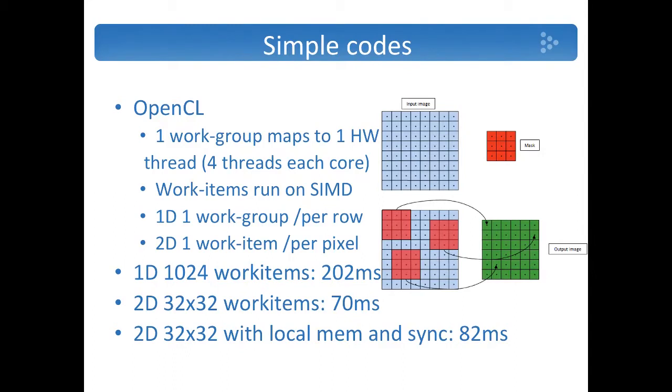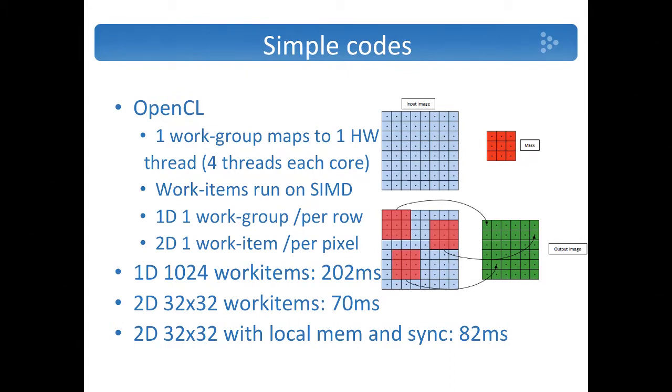Well, the first thing I want to show you is how OpenCL maps to the Xeon Phi. It's the same as CPUs. I mean, one work group, which is called a block in CUDA, maps to one hardware thread. And we have 4 threads per core, right? So we can have 4 work groups running on each core. And each work item in the work group runs on the SIMD unit. I mean, runs on a vector unit. And the work item is just like a thread in CUDA.